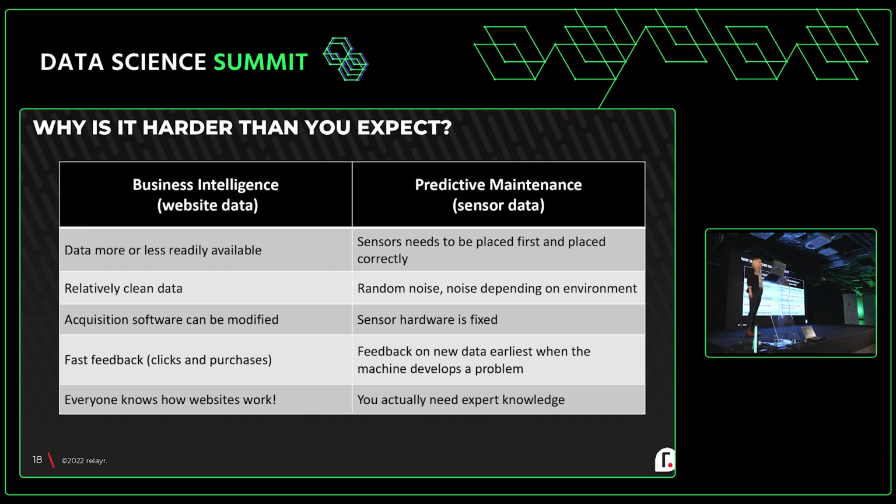With predictive maintenance, you need to place this sensor and you need to place it correctly. You cannot just stick it anywhere on the machine. You need some expertise, right? And you might imagine the factories to look a bit different than how they actually look. I will come back to this later, but the sensors really need to be placed correctly at first, yes?